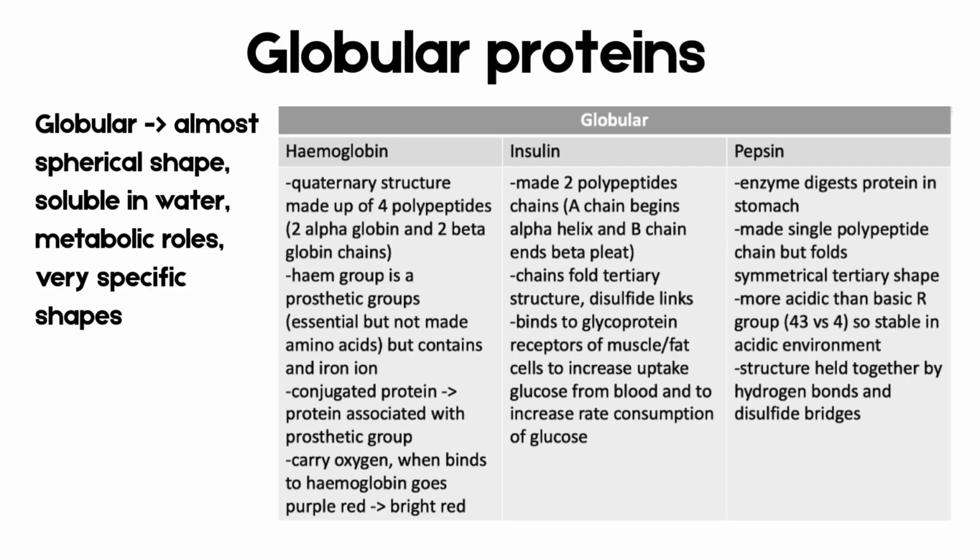Globular proteins are compact, soluble, and metabolically active with highly specific functions. You need to know about these 3 examples. Hemoglobin, composed of 4 polypeptide chains, and a heme prosthetic group containing an iron ion. It is a conjugated protein, meaning it has a prosthetic group, and its quaternary structure allows it to bind and transport oxygen. Insulin, made of 2 polypeptide chains held by disulfide bridges.